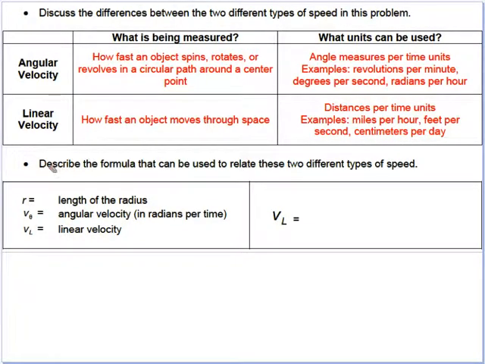Let's look at the notation for linear and angular velocity. V sub theta is how you notate angular velocity, and V sub L is linear velocity. The r is the length of the radius. If you're looking for angular velocity, your angle has to be in radians. So if you are given degrees, you need to convert it into radians and then divide it by whatever the units of time are, whether minutes or seconds.